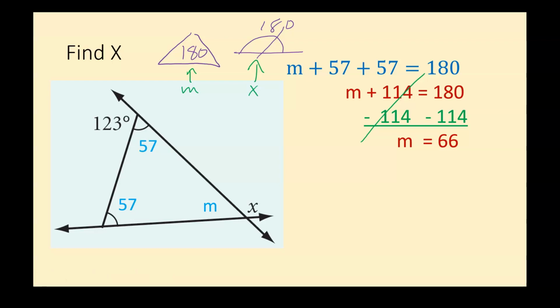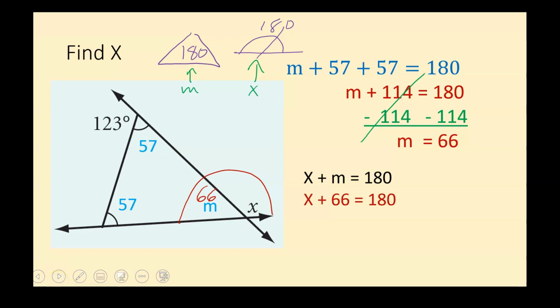Are we done? No, because we're trying to find x. Now I know that this angle right here, angle M, is equal to 66. So now I know that these two angles together have to add up to 180 because they are supplementary. So I can make another equation. x plus M is equal to 180. So I can substitute: x plus 66 is equal to 180.